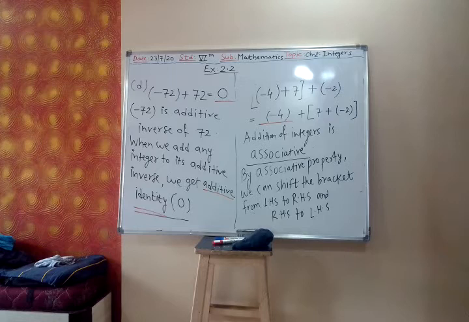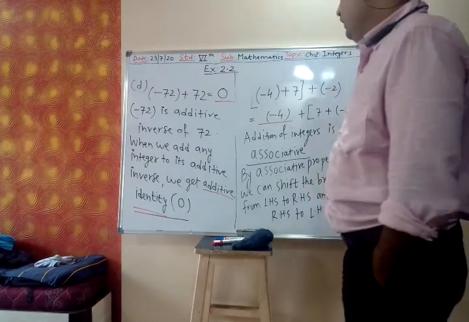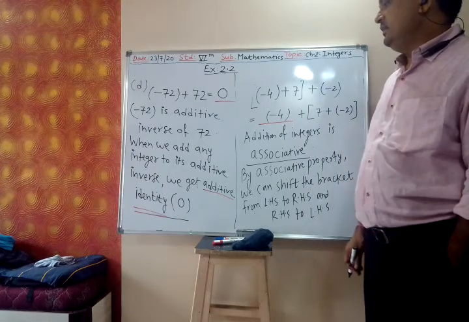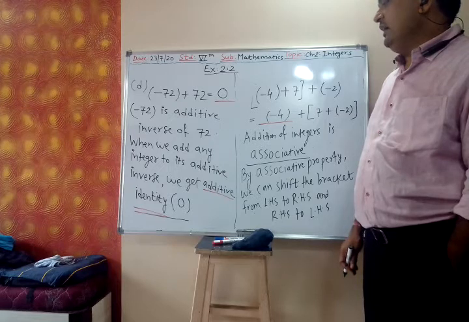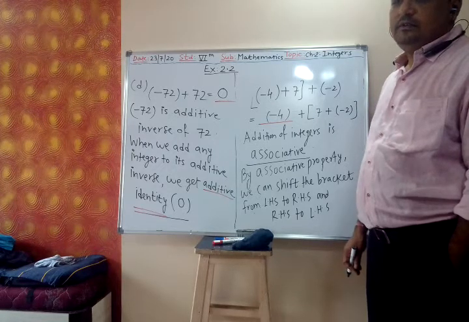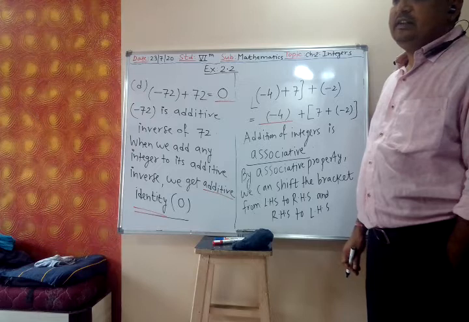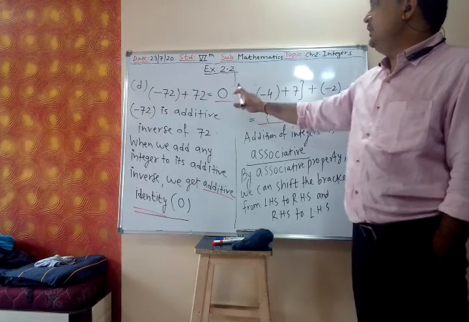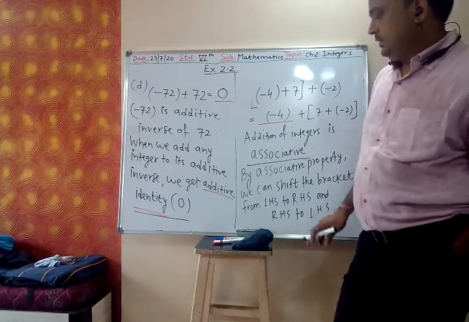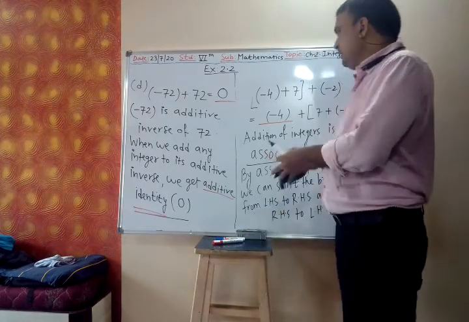Whenever we add any integer to its additive inverse, we get additive identity 0. So this 0 is additive identity. Underline.